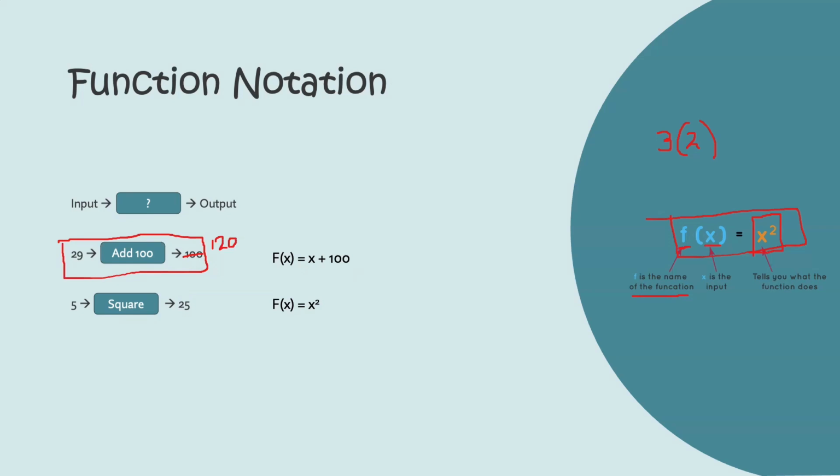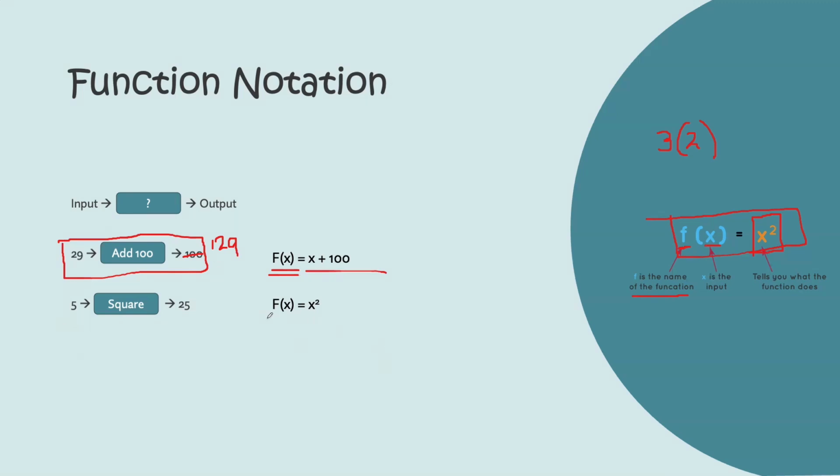Okay, so how to write that in function notation? So again, we have f of x. Okay, so we have a function of x, and that is equal to x plus 100. Okay, so we have an input x. In this case, our input was 29. We add 100 to it, and we get our final output.